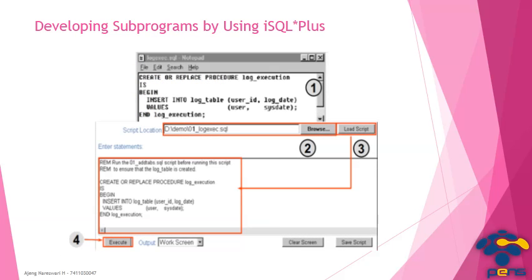Developing subprogram by using iSQL*Plus. We can see from the picture below, this is the code for creating or developing a subprogram by using iSQL*Plus, and below is the process of creating and developing until executing the subprogram using iSQL*Plus.